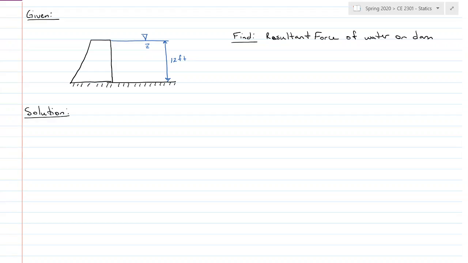Solution. So we have 0 at the top because I don't have any depth, and then it's going to increase linearly till we get to the bottom. So the maximum value of my distributed load is pressure equals gamma h, which is equal to 62.4 pounds per foot cubed times 12 feet, which is equal to 748.8 pounds per foot squared, because we only get rid of one of those feet, multiplying pounds per foot cubed by feet.